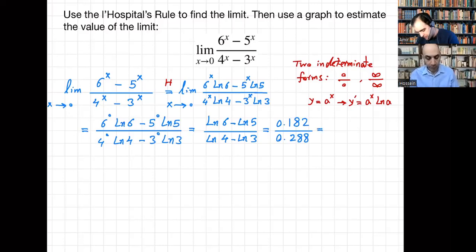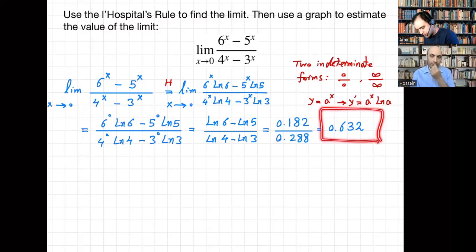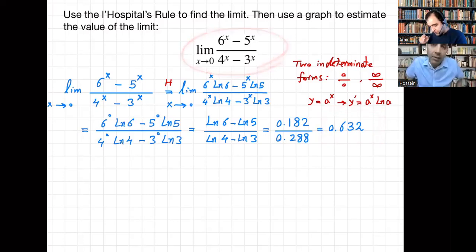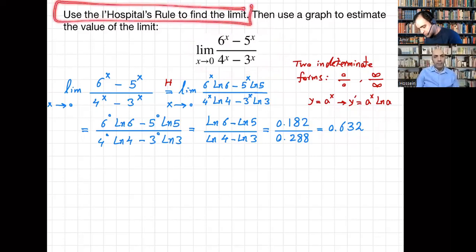And then we have the final answer. The final answer is 0.632. Okay, cool. That's the answer for this limit. That then actually answers the first part of the question.